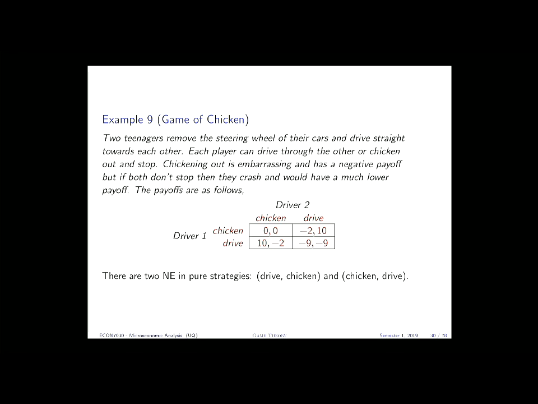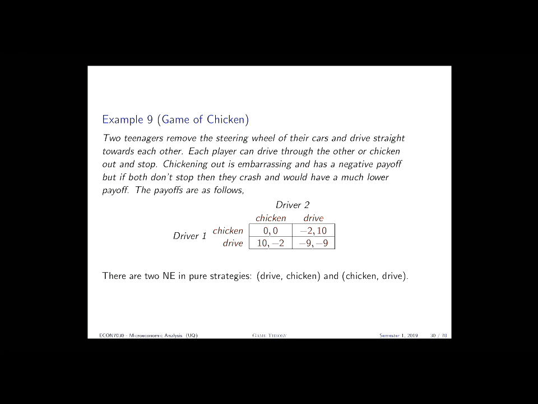It's a very famous game. Suppose there are two teenagers driving toward each other. They pull out their steering wheels and they're just trying to show their peers that they're heroes and they're not afraid of anything. So they have two possible actions: to drive through each other or chicken out, or basically either put on the brake or simply move the car to any side.